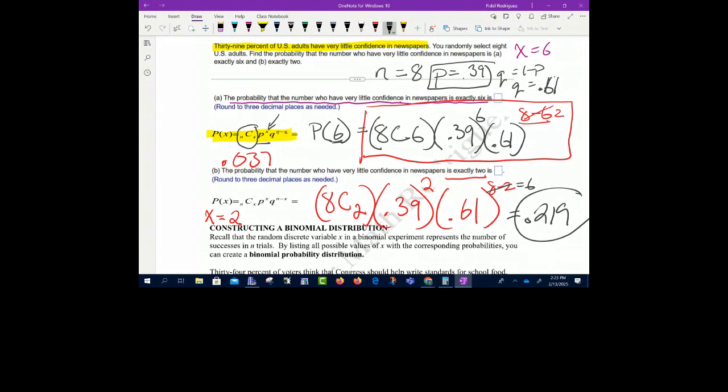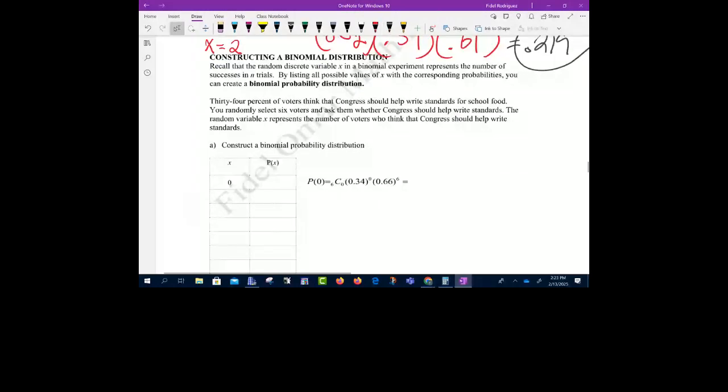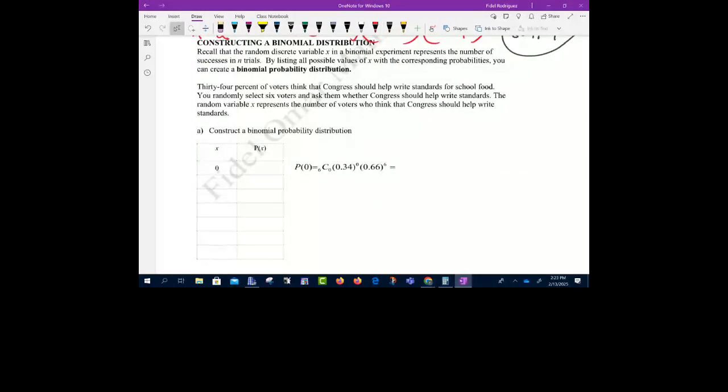All right, so look, y'all, let's scroll down a little bit further. And we're going to do another problem. We're going to construct what we call a binomial distribution. Okay, so we did probability distributions on Tuesday. We're still kind of basically doing the same thing.